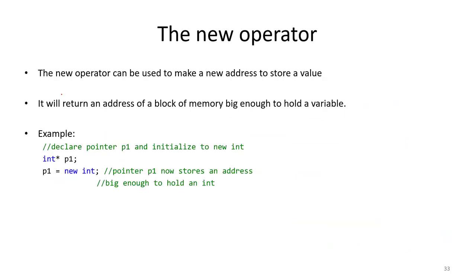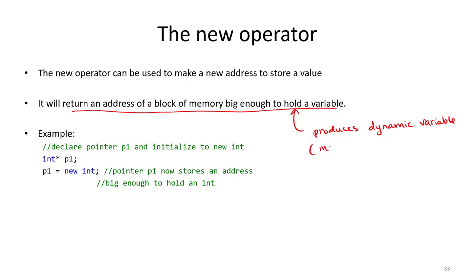Finally, the last rule that we covered was about the new operator. And the new operator will basically return the memory address of a block of memory big enough to hold a variable. And this variable will be a little bit special. It will actually be able to produce what's called a dynamic variable. And we'll cover this more in the next video.